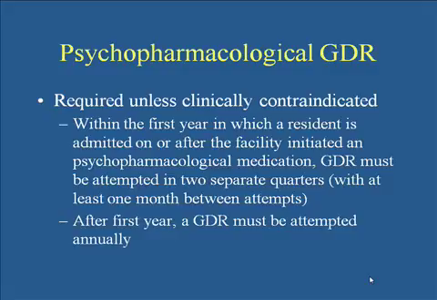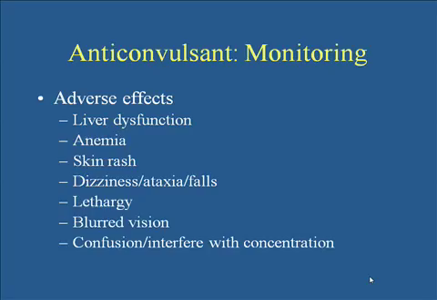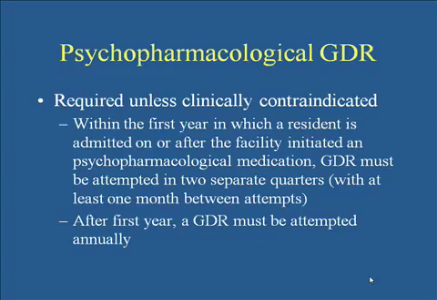One thing I do want to note on the last slide is that last bullet point, confusion or interference with concentration. That's something that we need to always be cognizant of. And certainly some are more prone to cause this than others. But when a person is started on an anticonvulsant, we do need to note for worsening of this ability to concentrate or increasing confusion. It certainly could be a side effect of the medication, which would definitely be counterproductive.